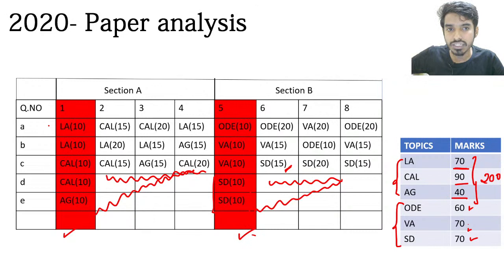So we need to write 5 questions overall, right? You need to compulsorily write the first question and the 5th question. That means you need to write 3 more questions now, right? You need to choose at least one question from section A and section B, right? That means at least 2.